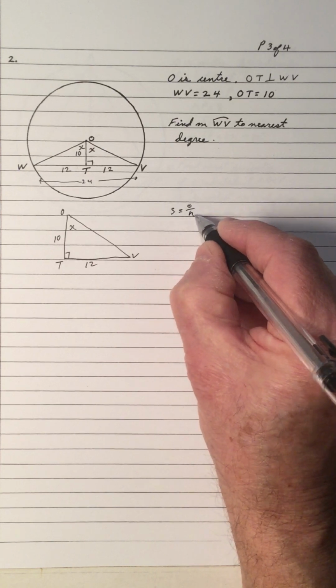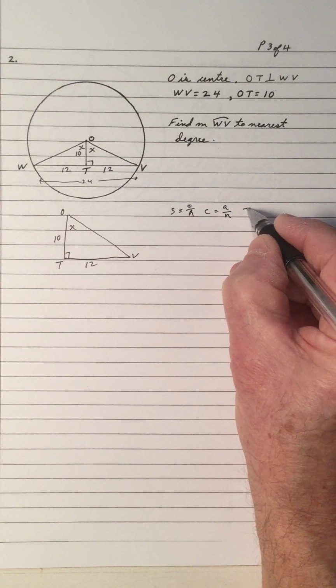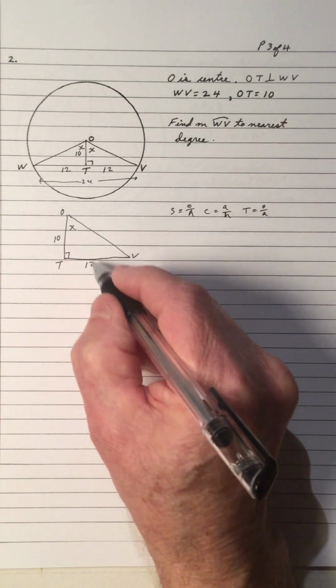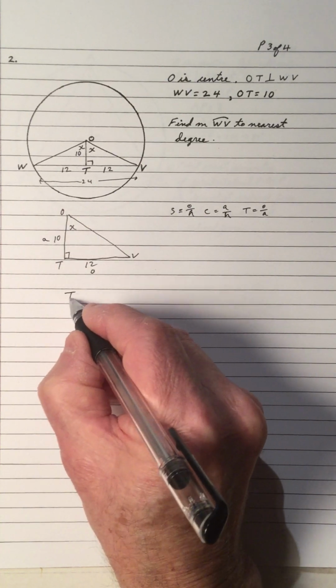Sine is opposite over hypotenuse. Cos is adjacent over hypotenuse. Tan is opposite over adjacent. So in relation to x, this side is opposite. This side is adjacent. So we use tan.